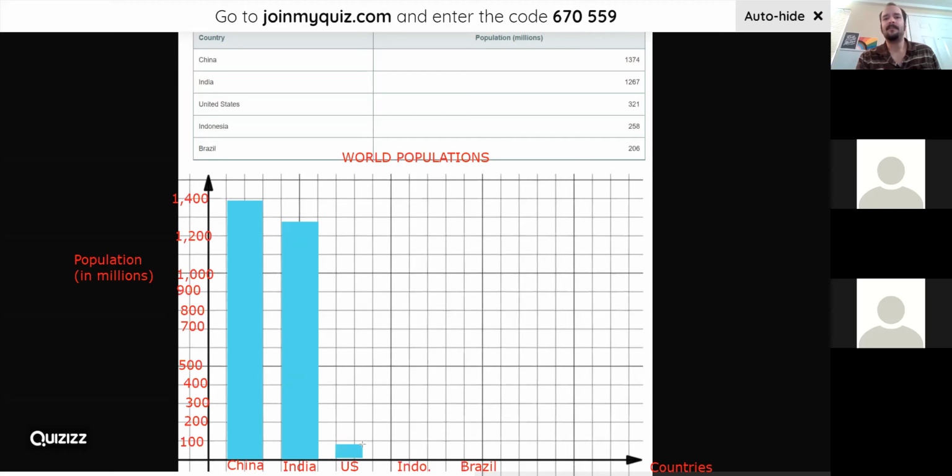321. So I think this might be part of the reason why they want us to do this. This is 3, this would be 350. 321 is probably somewhere right in here. Indonesia, 258. So somewhere about halfway between 200 and 300. Ooh, higher. Would be right in there. Does that look about right?